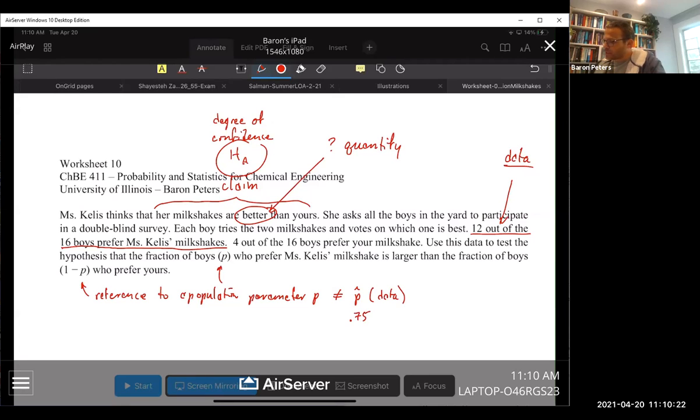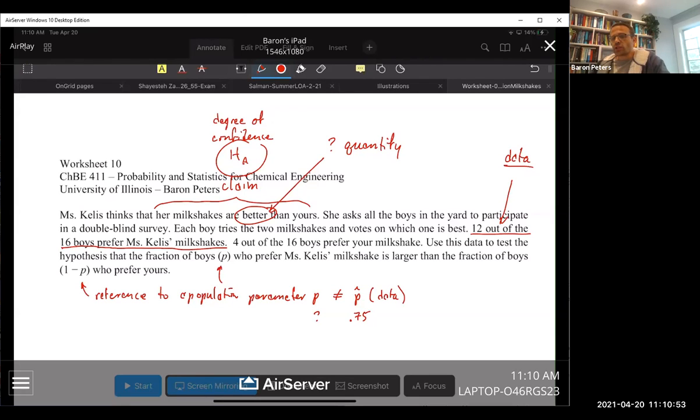And this one, we don't know what it is, right? This is why the procedure ends up looking a bit bizarre. The first time you see this, you probably think, why is everything backwards? This is why we call the thing that we want to show the alternative hypothesis, because we don't know what the real population parameter is. It might be that 90% of people prefer Miss Keyless's milkshakes. It might be that 60% prefer her milkshakes. And those would lead to very different distributions from the data.